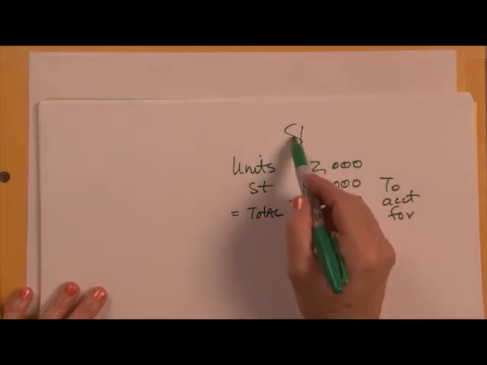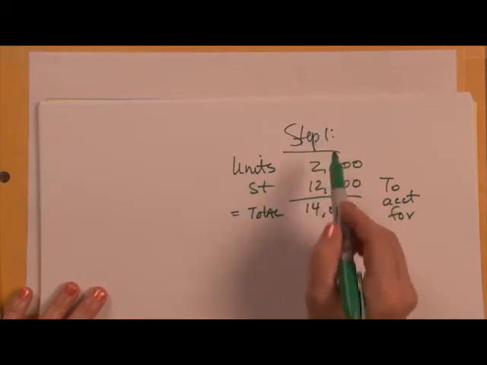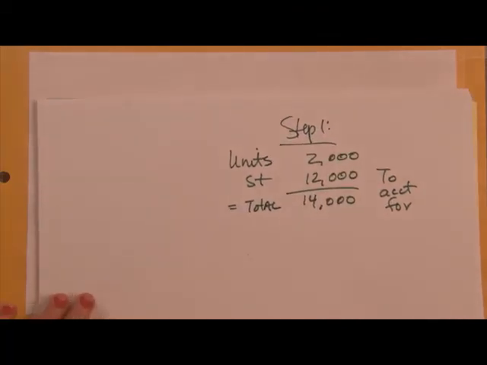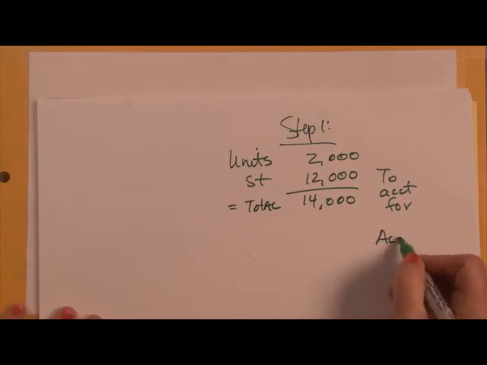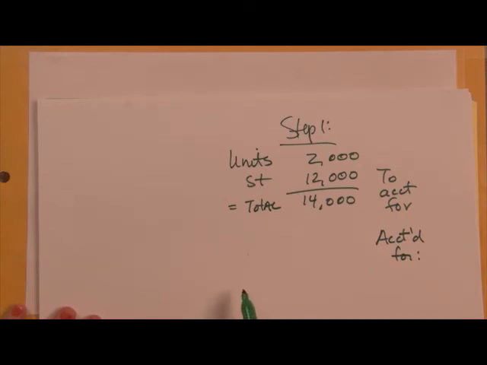This is, of course, the first step, the physical units step. But let's look at how we account for units when we have spoilage. We are going to have units transferred out. We're going to have spoiled units, and we're going to have ending inventory units to equal total units. Now we know our total is 14,000.